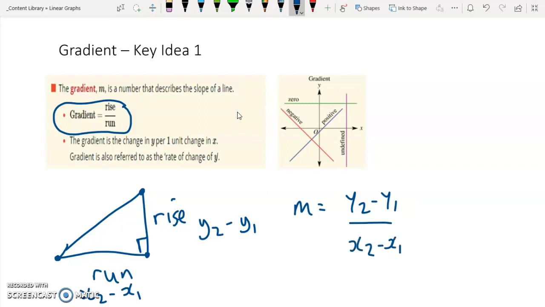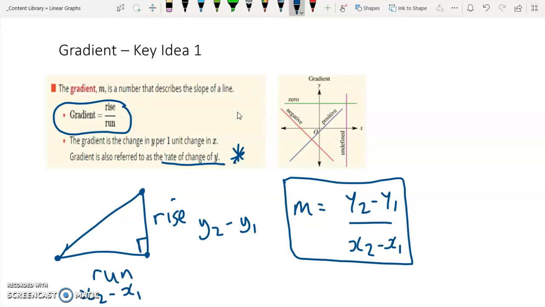Now, that's the formula for gradient, but what gradient actually is, is the change in y per 1 unit change in x, or the rate of change of y with respect to x. This part is very important. The gradient tells us the rate of change of y with respect to x.